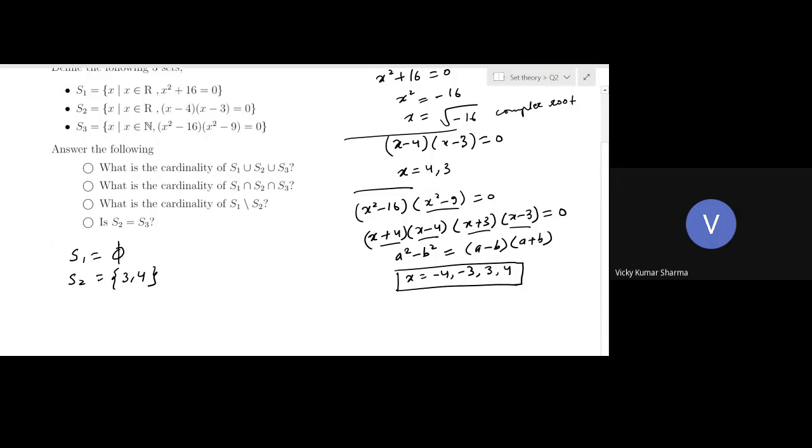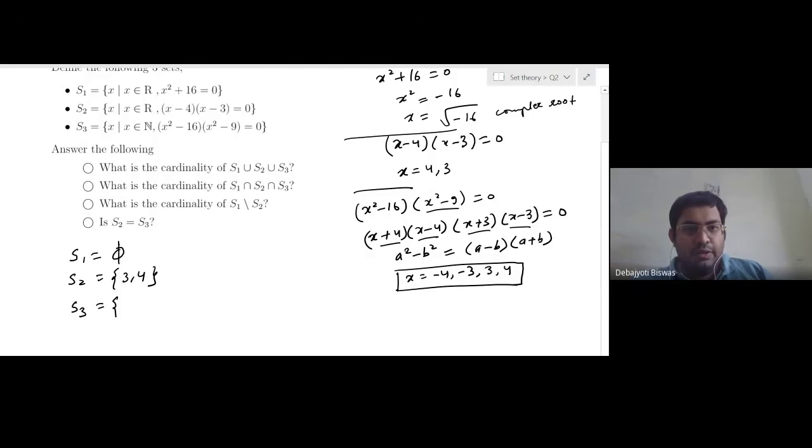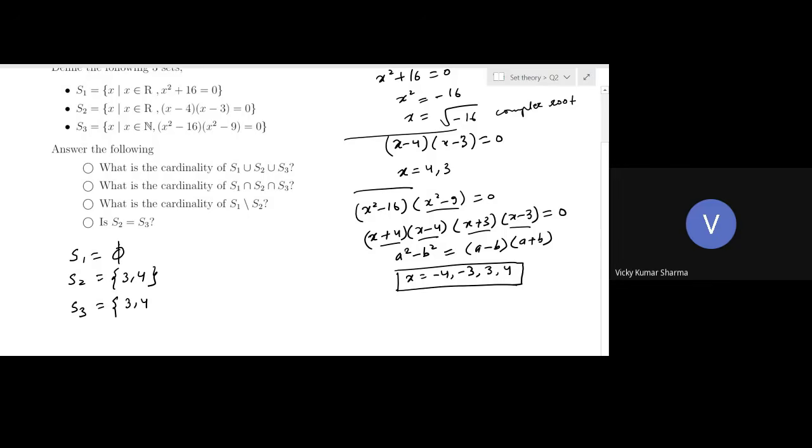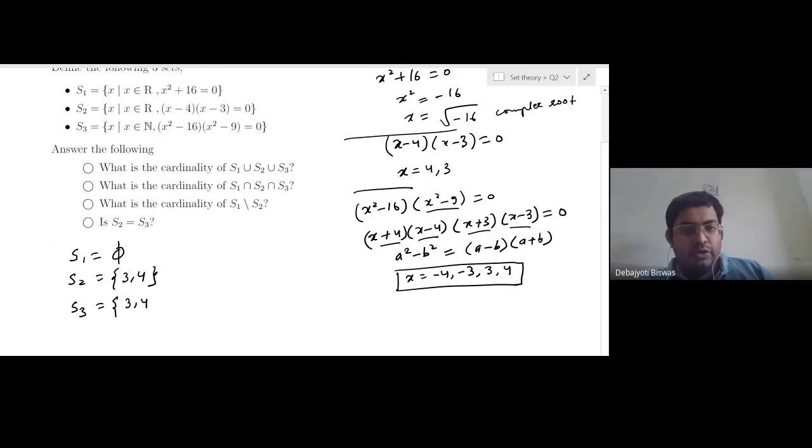So can you tell me what will be the elements of S3, Devjyoti? 3, 4. And can you just remind me what is the definition of natural number? Natural numbers are numbers from 0 to infinity, integer values: 0, 1, 2, 3, 4, 5, 6, 7 up to infinity. Okay, so only 3 and 4 will be there. Minus 3, minus 4 will not be there.